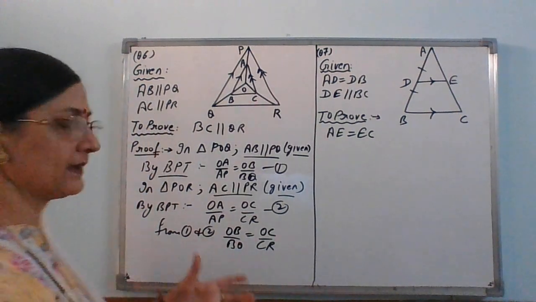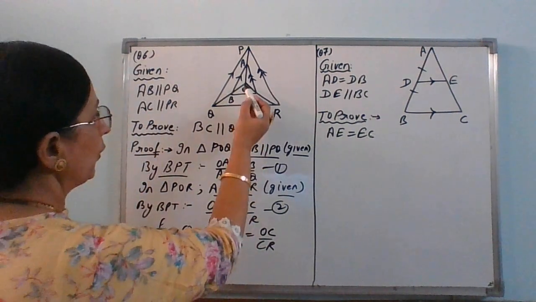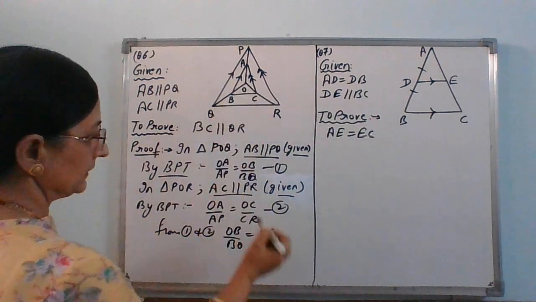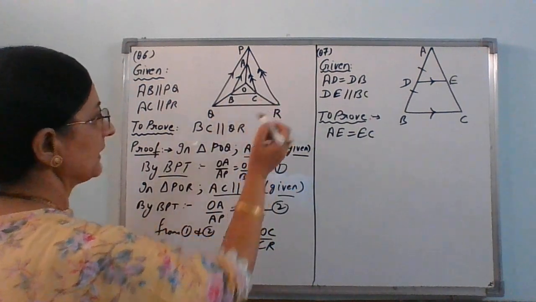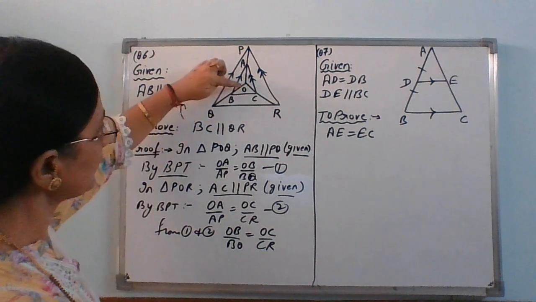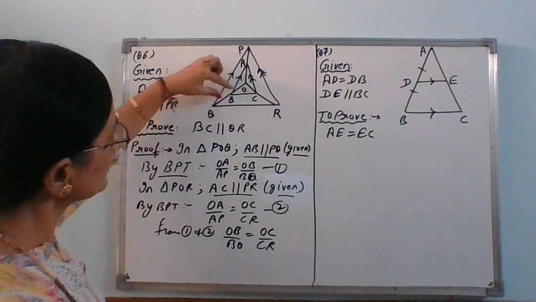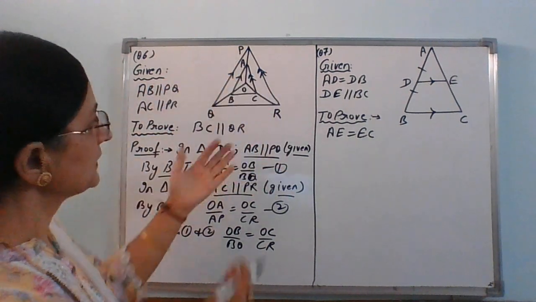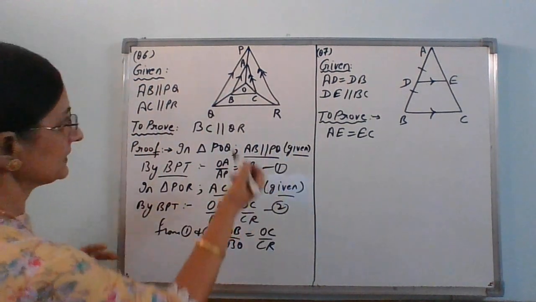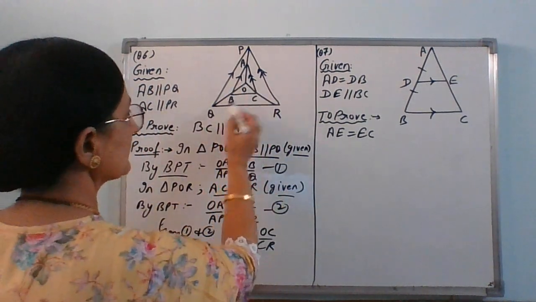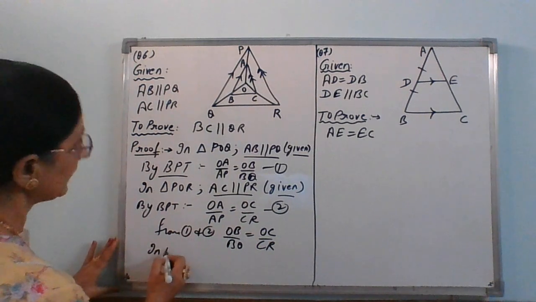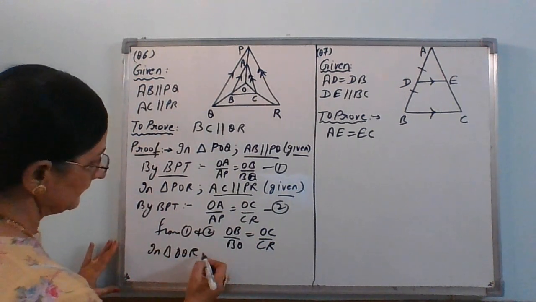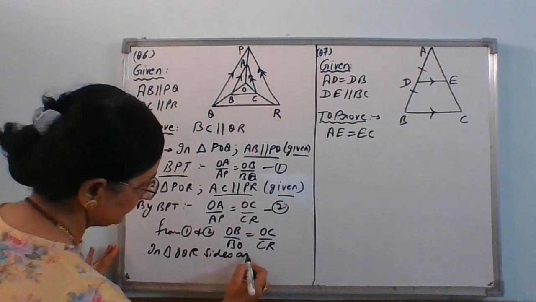Now where is this ratio? Let us see the triangle. OB upon BQ, OC upon CR. In this triangle OQR, these sides are in ratio. So by the converse of BPT, when the sides are in ratio, this has to be parallel. So in triangle OQR, sides are in ratio.